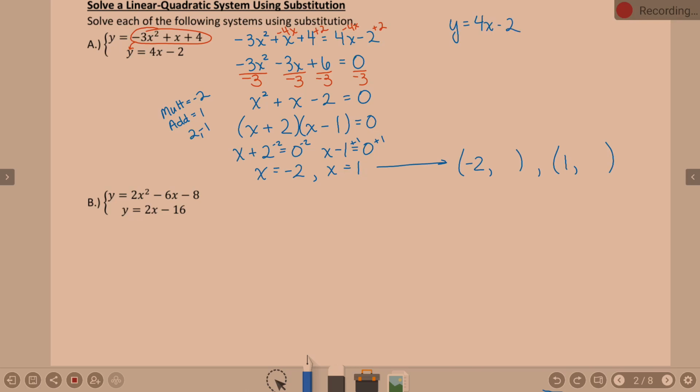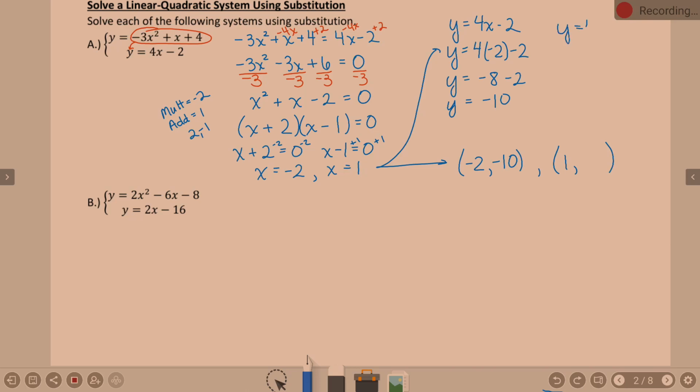So y equals 4 times, the first time I'm going to do negative 2, minus 2. 4 times negative 2 is negative 8. Negative 8 minus 2 is negative 10. So now I have an answer of negative 2, negative 10. And do the other number too.